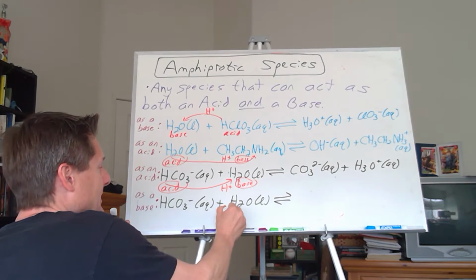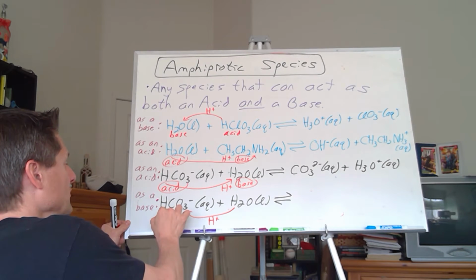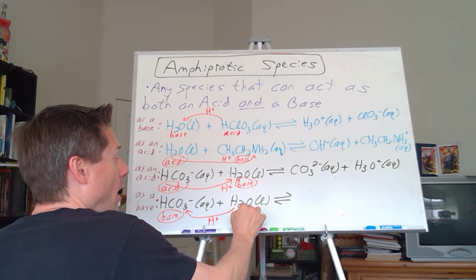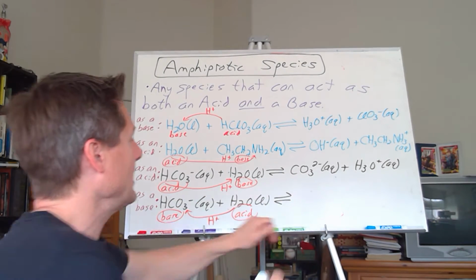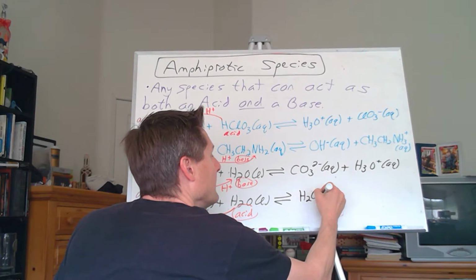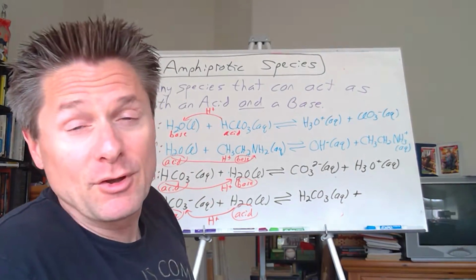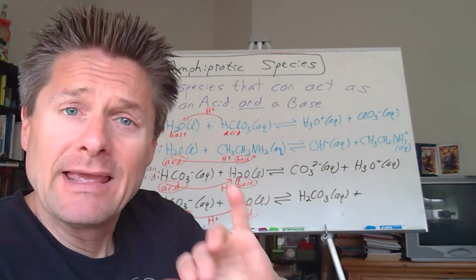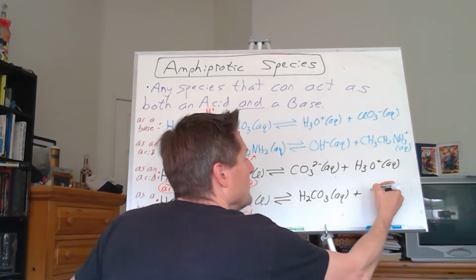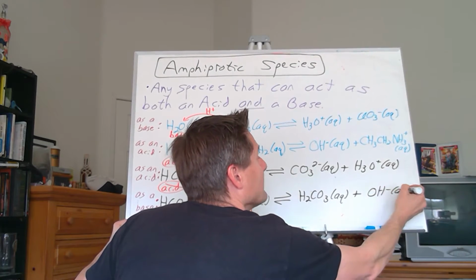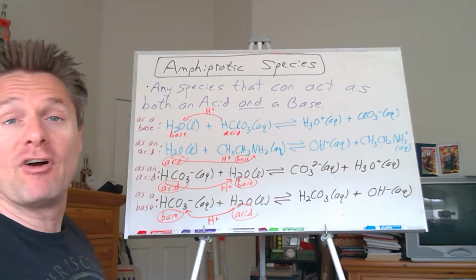Now let's look down here. As a base, it can take an H plus from the water. So now this is functioning as a base. Water would be functioning as an acid in this particular scenario. So the base becomes the conjugate acid. That would become carbonic acid, H2CO3, which is kind of special if you look on an acid-base table a lot. It's an unstable acid. It breaks up into CO2 gas and water. Oh, that gets a little weird. And then the water loses an H plus to become the hydroxide ion. So the base becomes the conjugate acid, the acid becomes the conjugate base. But it can function as both.